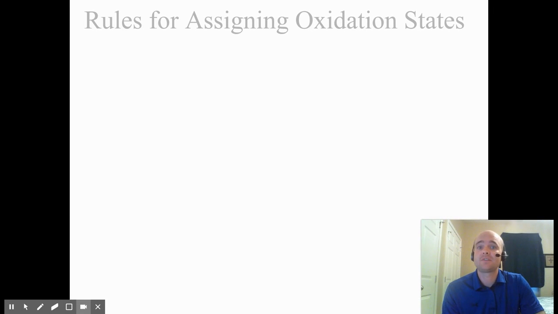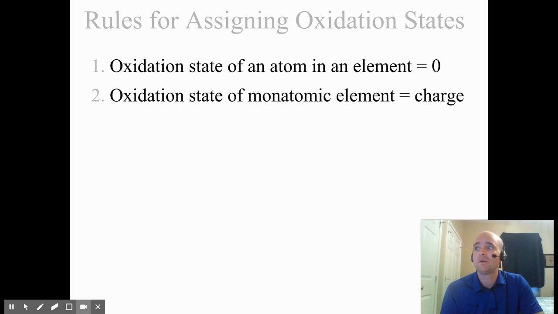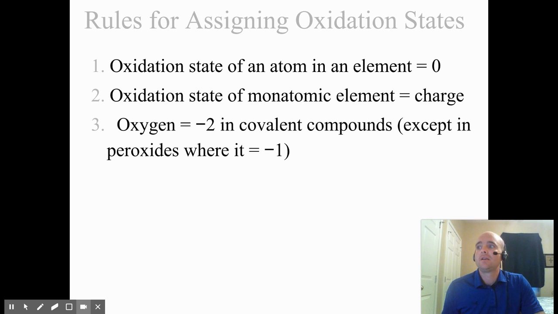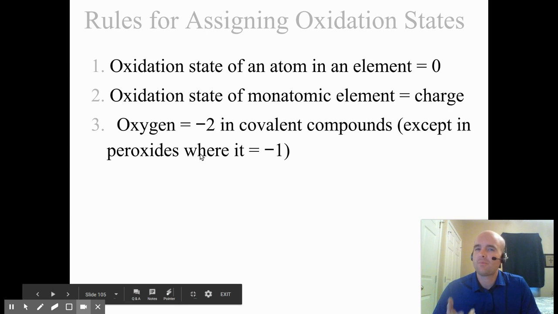Here are the rules for assigning an oxidation state. First, if an element is by itself, say just iron, Fe hanging out by itself, its oxidation state is 0. The monatomic ions will now just equal their charges. Oxygen is always going to be a -2 unless it's in a peroxide. I wouldn't forget this. These exceptions find a way on the test somehow.